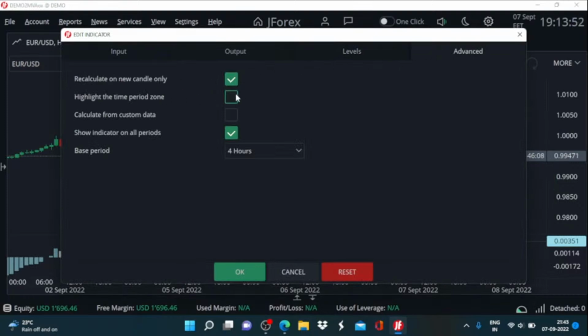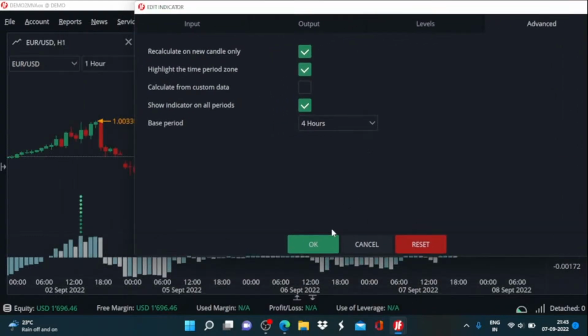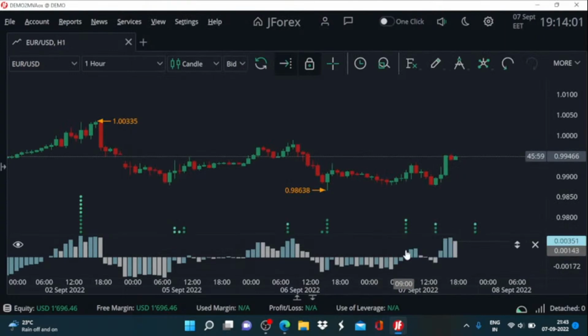Highlight the time period zone. The time period can also be highlighted. So whatever the calculation period is, it will look more prominent. Here you can notice that this calculation period is being highlighted.